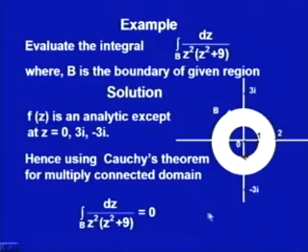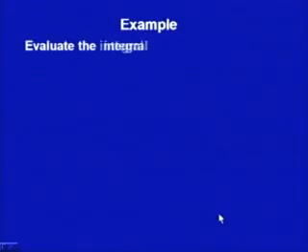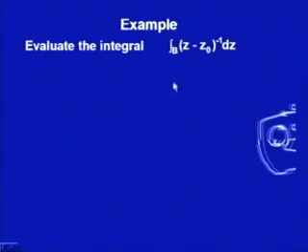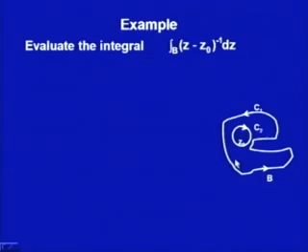Now, let us do one more example, which is of importance because we would be using that example in finding many important results. So, let us move to another example. Evaluate this integral, this is simply 1 upon z minus z naught, or we are writing it as (z minus z naught) to the power minus 1 dz, where this boundary B is of this domain. Again this is a doubly connected domain.